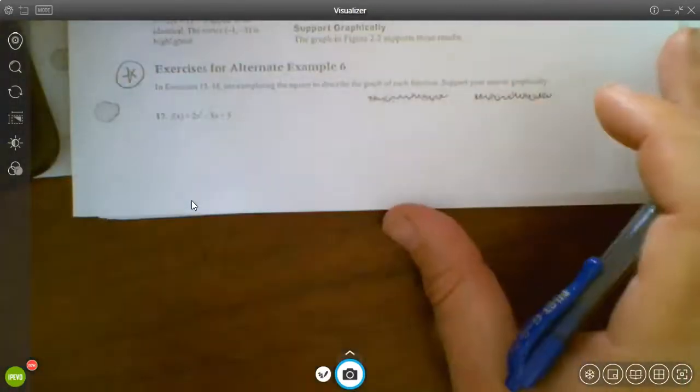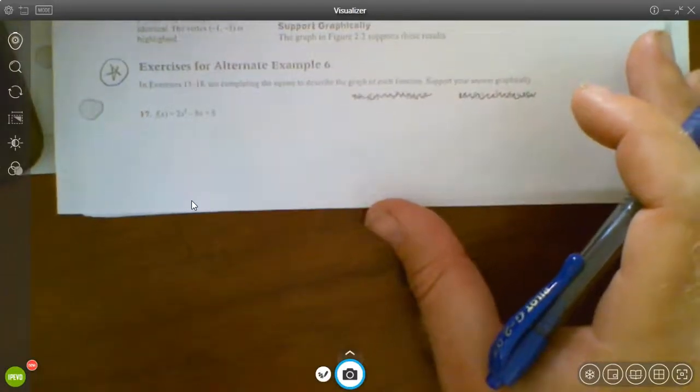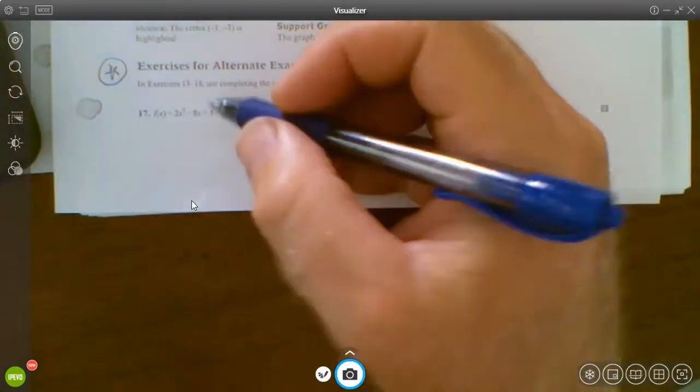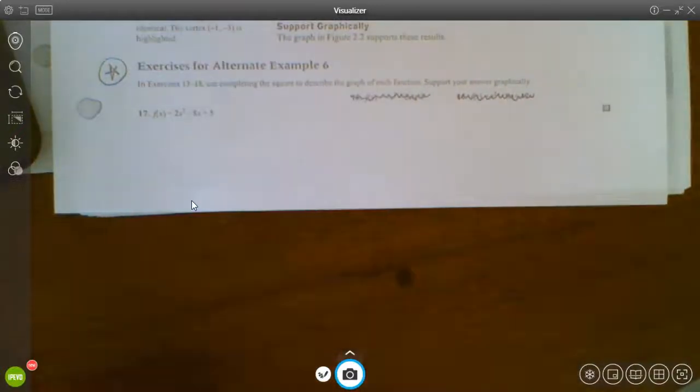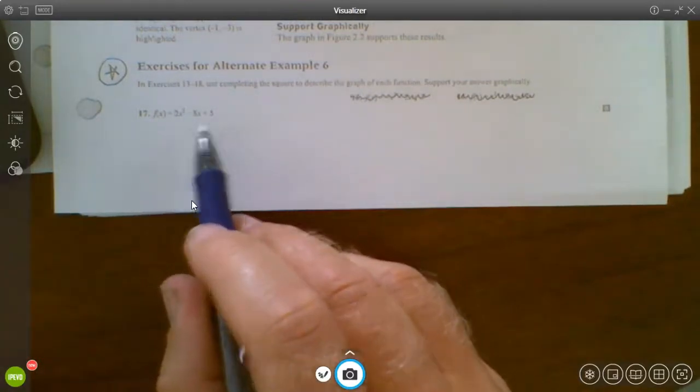This is going to be the last thing that we do for this lesson. So if you want to work ahead of me, feel free. We're going to use our completing the square process, and then we're also going to graph it together as well so you can see how all that should go. So we have 2x squared minus 8x plus 5.